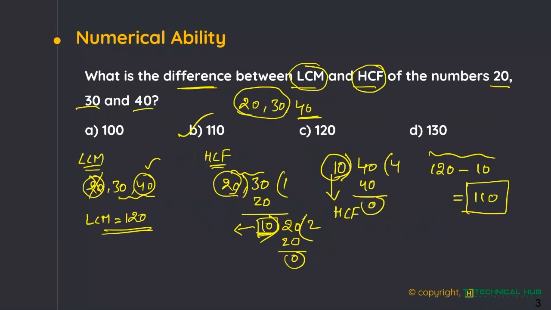See, LCM of 20, 30 and 40. I think you all know how to calculate the LCM of all the numbers. 20, 30, 40. Take the LCM. Here it is 10, with 2s and 3s. After that, again you can cancel with 2. This is 1, 3, 2. Now you can take the LCM. 3 into 2, 6. 6 into 2, 12. 12 into 10, 120.